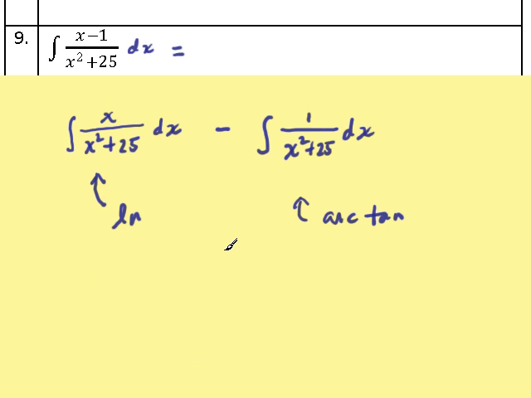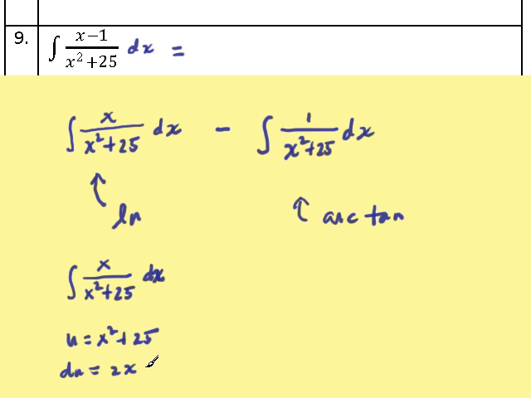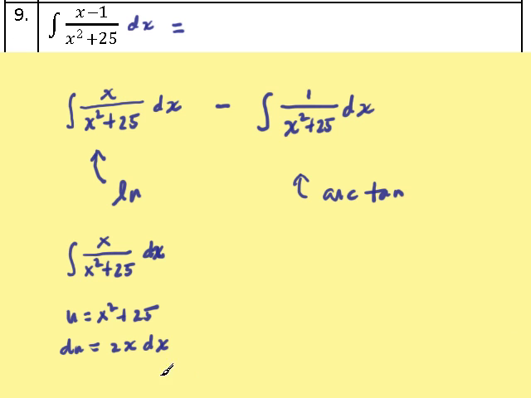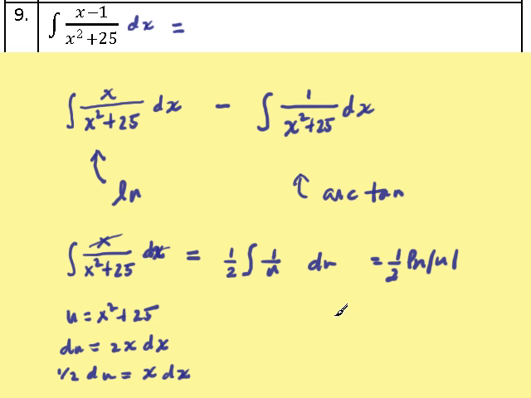All right, so let's start with the first integral. Let's start with this one. We just put u equal to the denominator, and du is equal to 2x dx, or 1/2 du is equal to x dx. So we can do our substitution, and for x dx we put 1/2 du, and here we have 1 over u. So this is 1/2 log u, or 1/2 log of x squared plus 25 plus c. So that's going to be our first one.